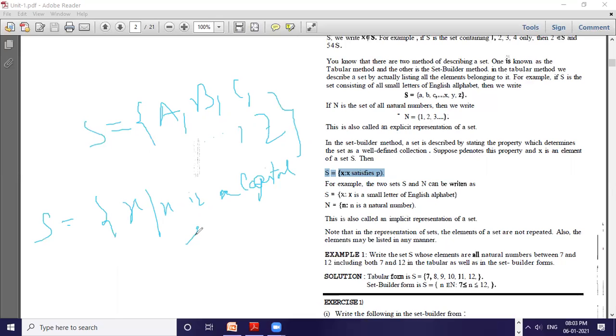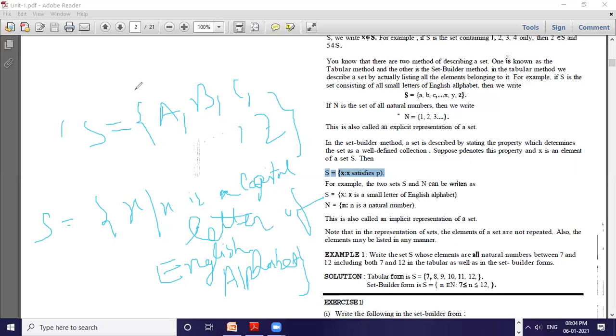So please bear with me because it needs time to write this. This is not a board, we are using it like a board, so it takes a little time to write. No problem, we have to focus on the concept, we need to just understand the concept. Okay, so what did I write? Suppose S is equal to A, B, C up to Z, and these are in capital, then in the set builder method, I will write like this: S is equal to x such that x is a capital letter of the English alphabet.